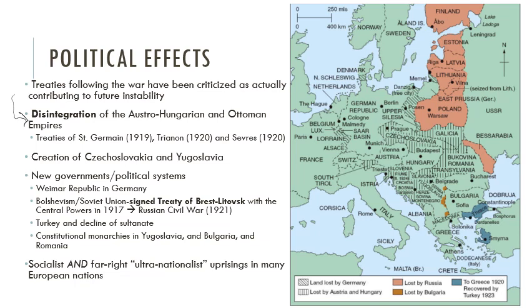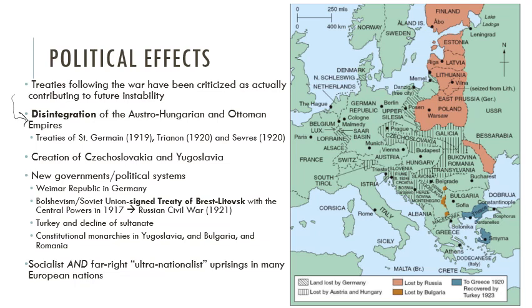You also have the Bolshevism of the Soviet Union. So when Russia leaves the war, you have the Russian Revolution, the Bolshevik Revolution, and then the Russian Civil War, which goes on from 1917 until 1921, with the Bolsheviks ultimately taking power and establishing the Soviet Union. You have the decline of the Sultanate in Turkey.